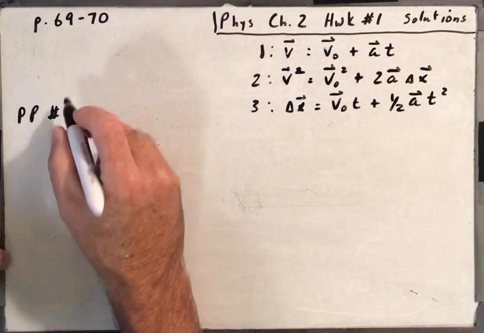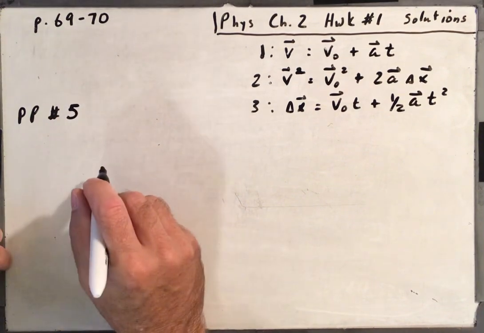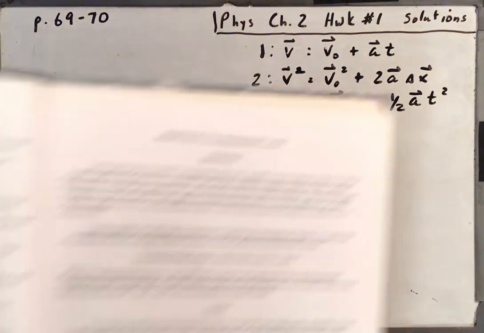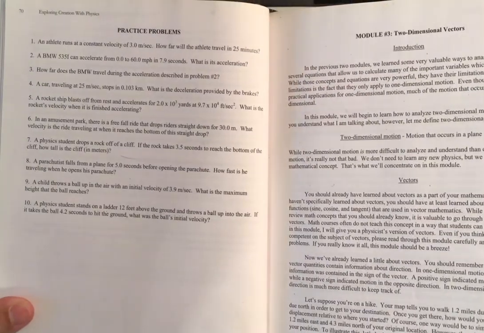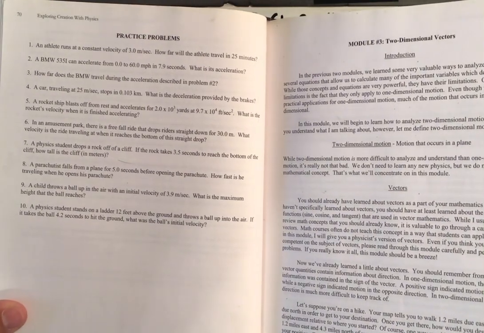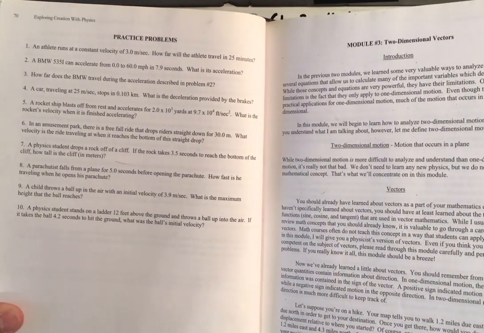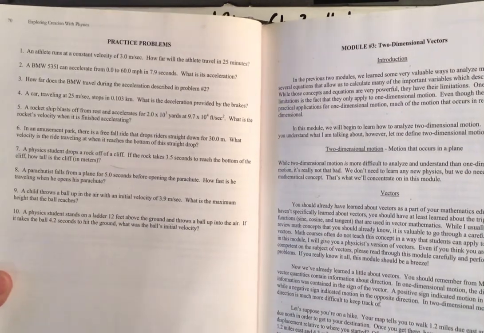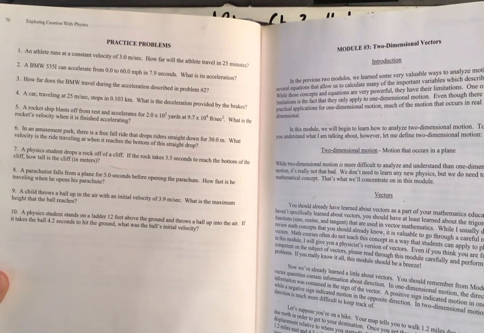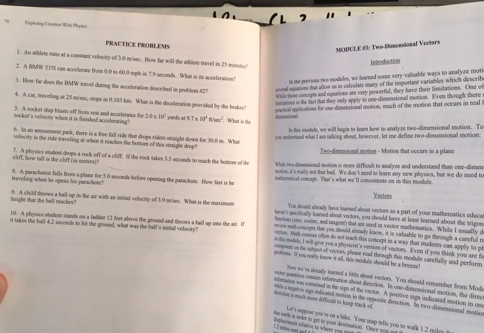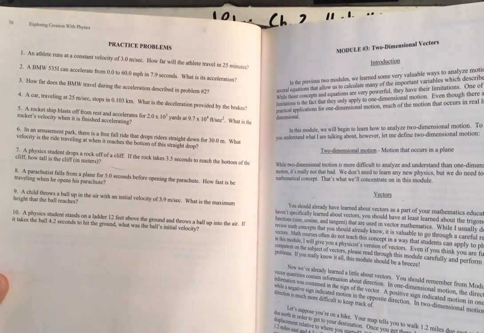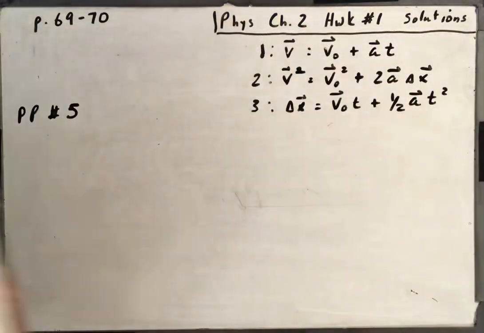Okay, last one, number 5. So that one says, a rocket ship blasts off from rest, accelerates for 2,000 yards at 97,000 feet per second squared. So I'm just kind of converting that scientific notation into standard numerals in my head. You don't have to do that. What's the rocket's velocity when it's finished accelerating?